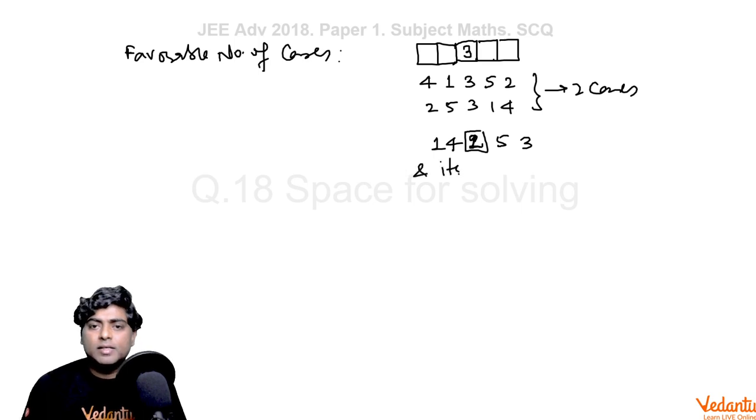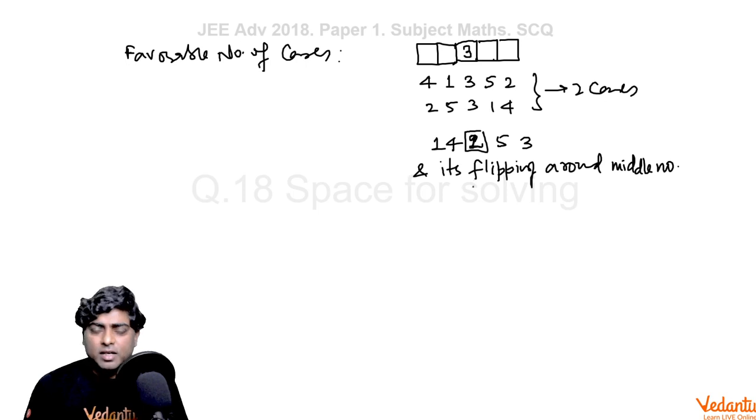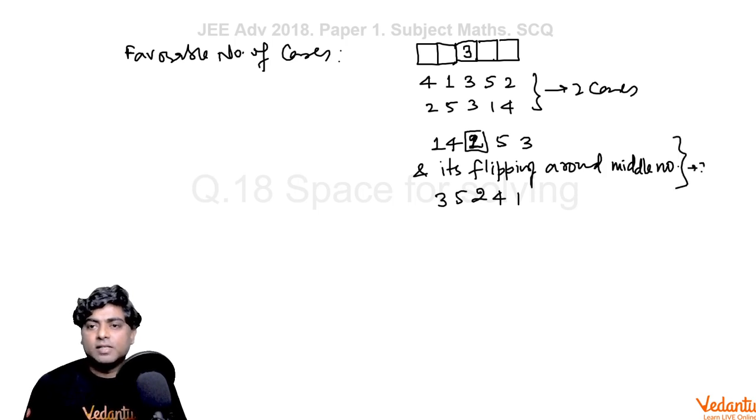And it's flipping around 2, around the middle number, meaning I'm clearly saying that 2 5 here, 4 here, then 1 here, 3 here, right? So again we have 2 cases here, right?